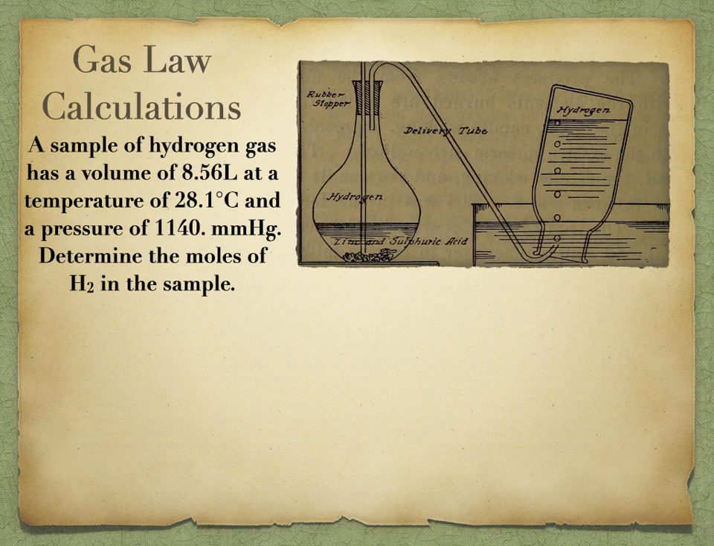So here we have a sample of hydrogen. We've bubbled it into that jar, and we've measured it out at 8.56 liters. That apparently is a pretty darn big jar there. We have a temperature of 28.1 degrees Celsius, again, probably the temperature of the water bath, and the pressure of 1140 millimeters of mercury. And so it says determine the number of moles of hydrogen in the flask.